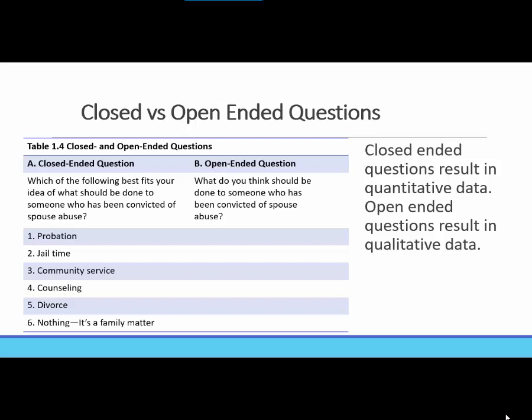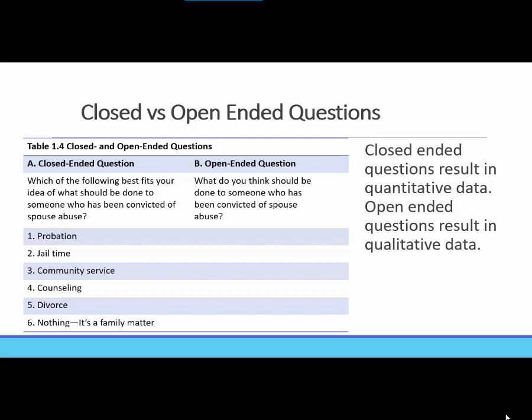Like, for instance, this one you see, which of the following best fits your idea of what should be done to someone who has been convicted of spouse abuse? 1 probation, 2 jail time, 3 community service, 4 counseling, 5 divorce, 6 nothing, it is a family matter. That is a qualitative variable. But because it is giving you these kind of forced choice answers, we can turn this into quantitative data, right? We can do actual statistical operations with this question, and we can do that with all close-ended questions.